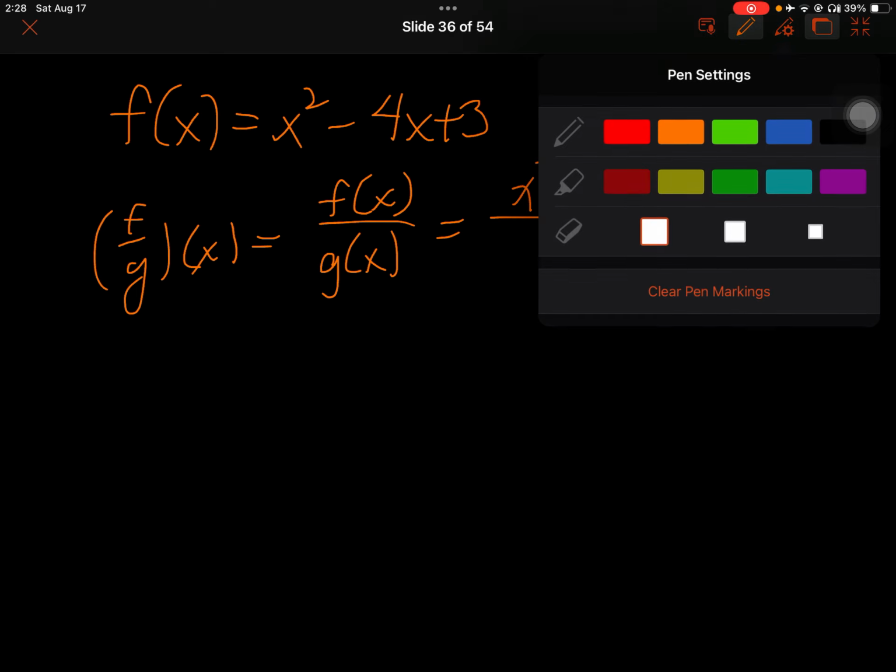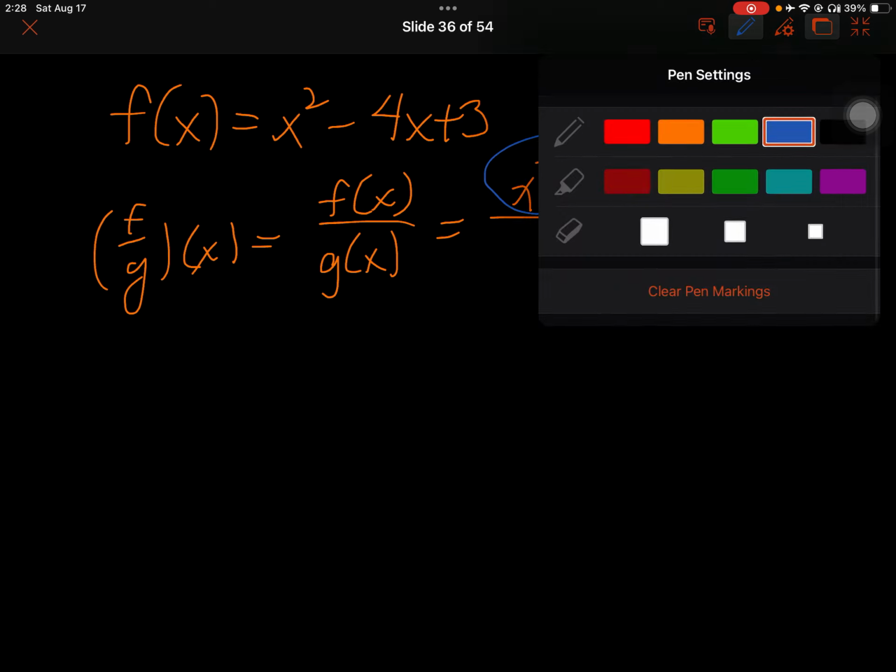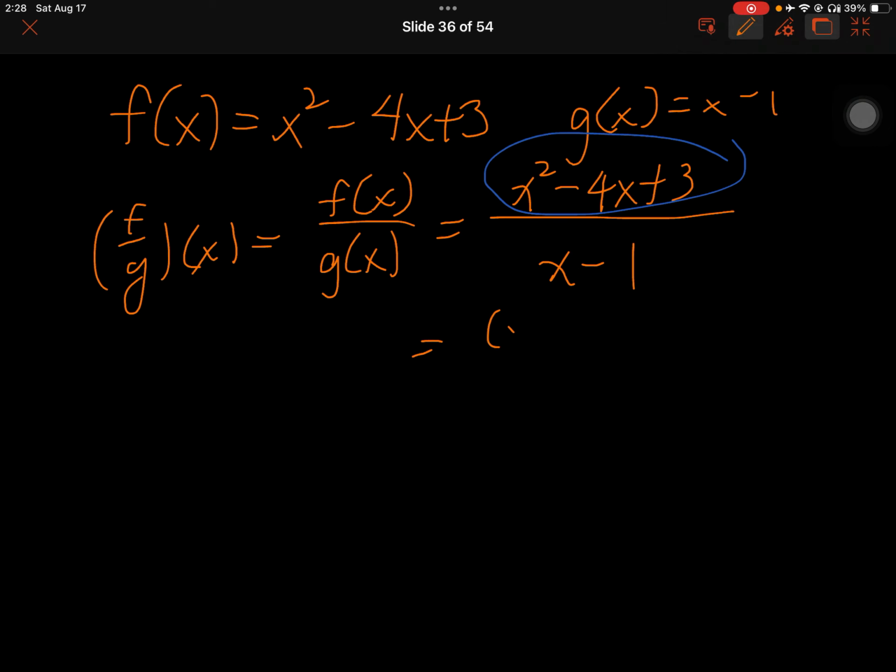So for this one, if we encounter these types of questions, we have to note that we have to get the factor. So for this one, the factor of x squared minus 4x plus 3 is x minus 1 times x minus 3. Alright? Okay, let's check if they are equal. So x minus 1 times x minus 3.